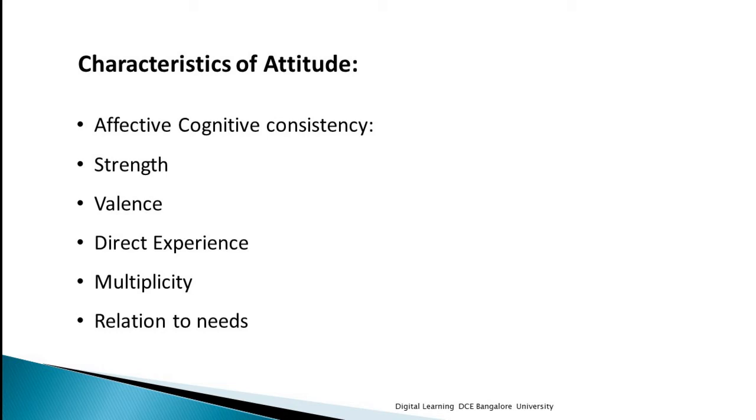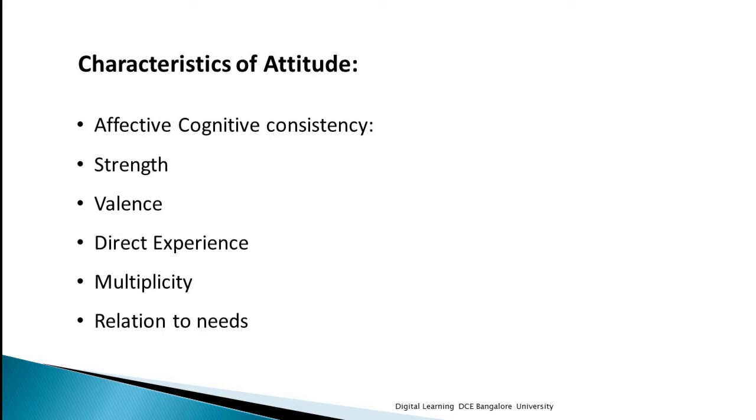The next is valence. Valence relates to the degree of likeliness or unlikeliness of a person towards a particular incident or an event. In case a person is not at all concerned regarding a particular object, we say that his attitude has low valence. Then the fourth one is direct experience.